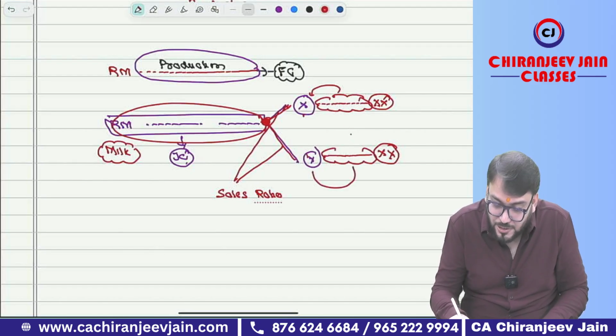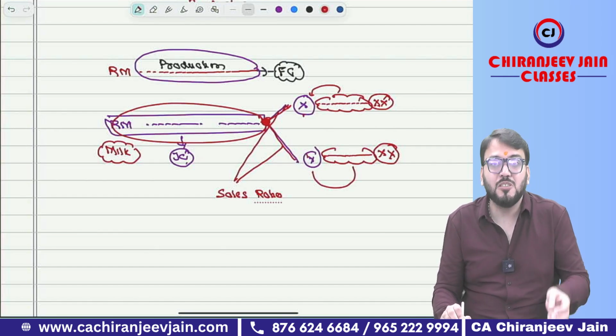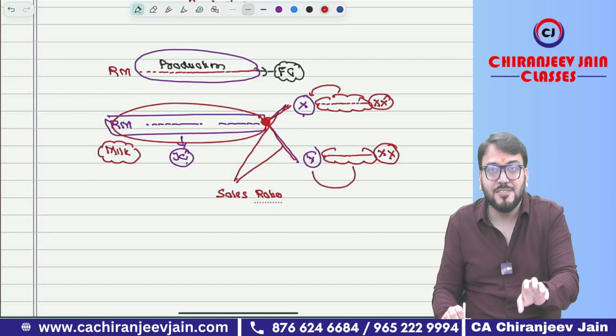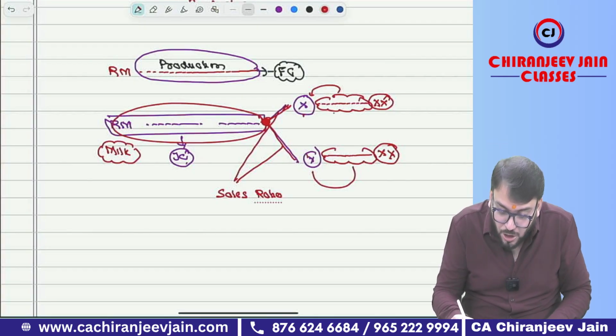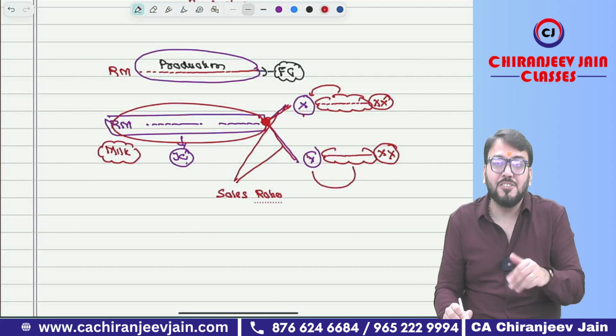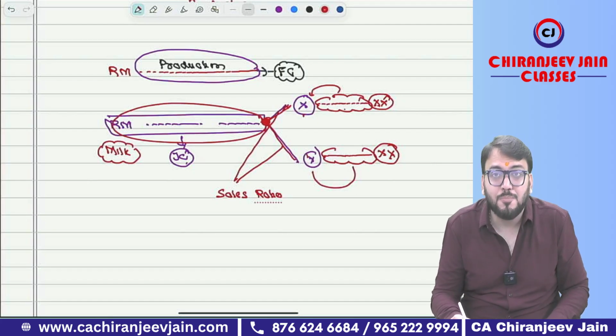So we are not here to allocate this cost. Whatever cost is incurred only for X, that belongs to X. Whatever cost is incurred for Y, that will be allocated to Y. Understood now? So we are not concerned about this, but just try to understand if it requires further processing.